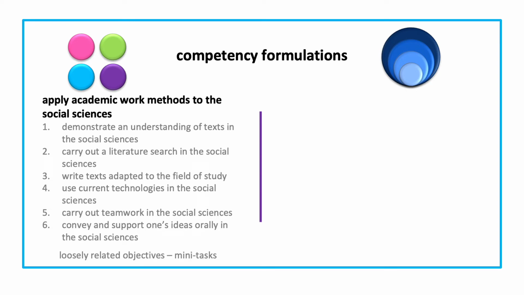To say that a student has achieved this competency is to say that they're able to do all of these actions, to demonstrate an understanding of social science texts, to perform a literature search, to write in a style specific to social sciences, use technologies, work in a team, and present ideas orally. Although one can imagine assessing each element separately and adding up the marks, if this competency was developed in a single course, it would be preferable to create a final assessment activity where the student would be required to integrate learning.